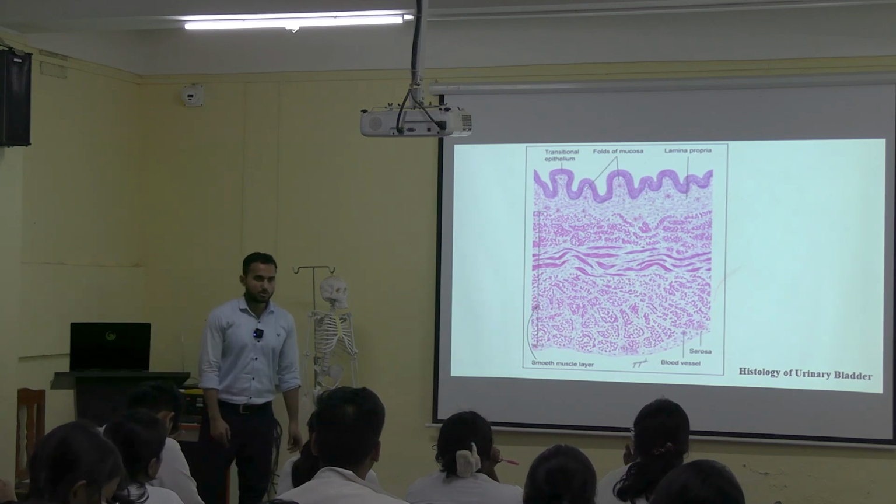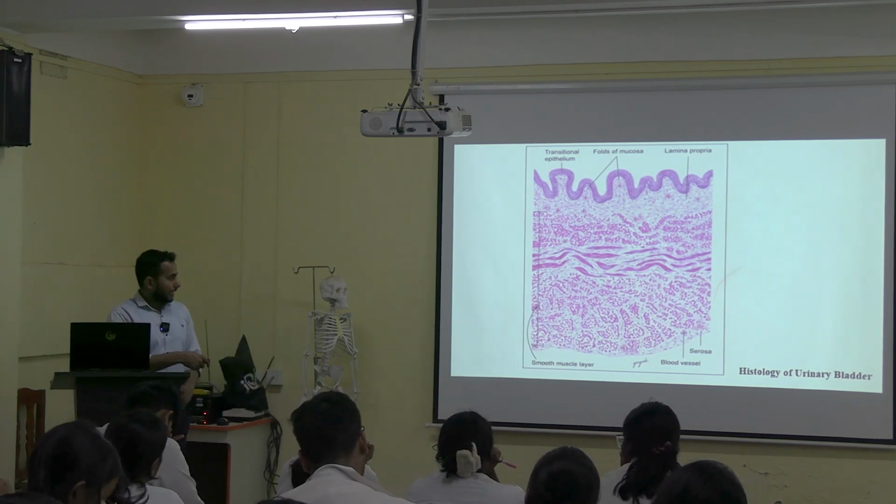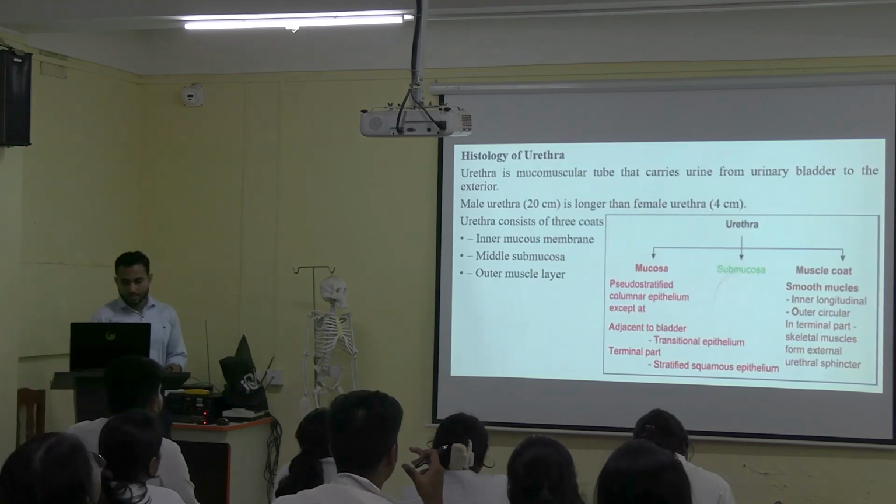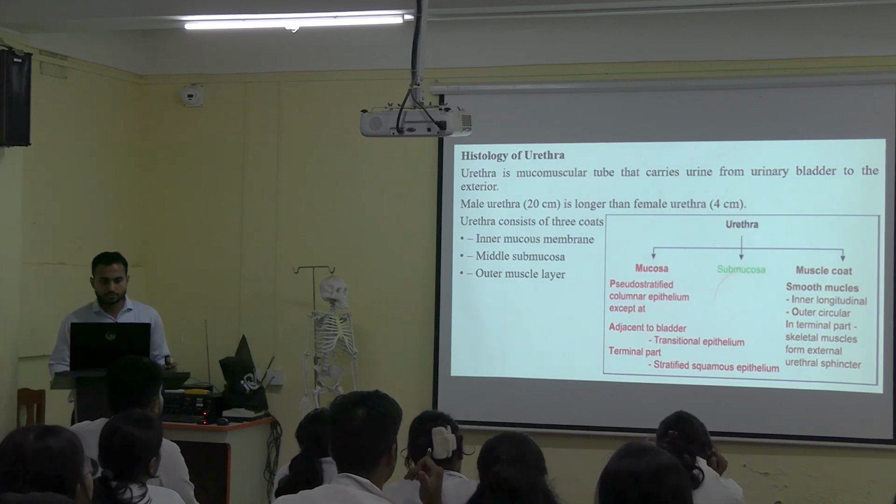Oblique or circular, both you can say. Okay. And lastly, here you can see this is the thin layer of serosa. Okay, lastly, the histology of urethra.